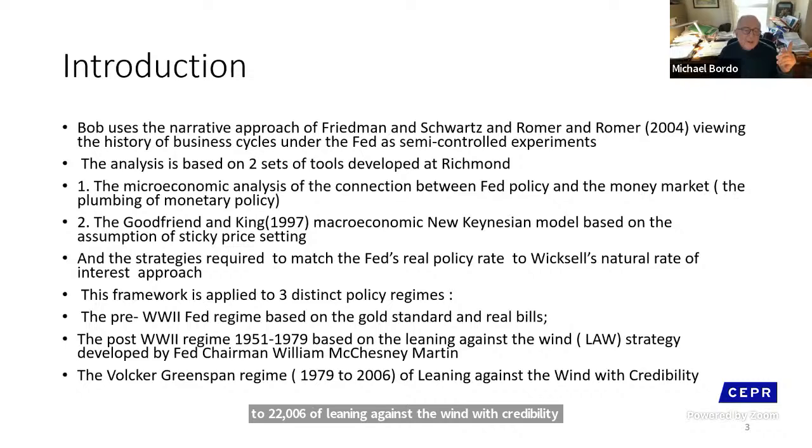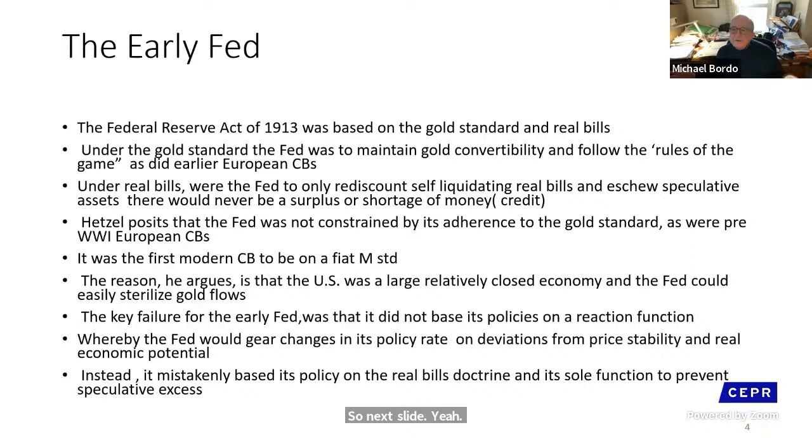So next slide. The Federal Reserve Act is based on the gold standard and real bills. Under the gold standard, the Fed is supposed to maintain gold convertibility and follow the rules of the game, as did earlier European central banks. And under real bills, were the Fed to only rediscount self-liquidating real bills and avoid financing speculative assets, there would never be a surplus or a shortage of money or credit.